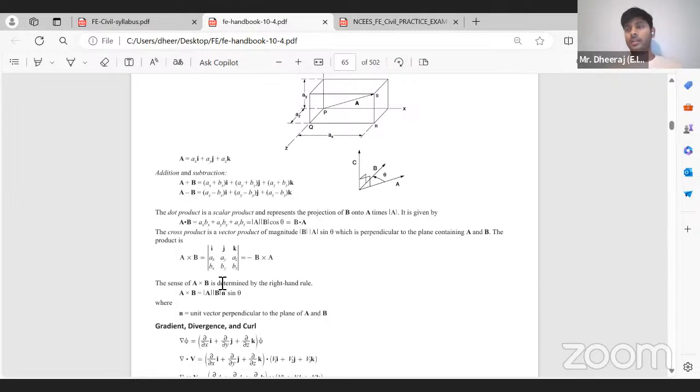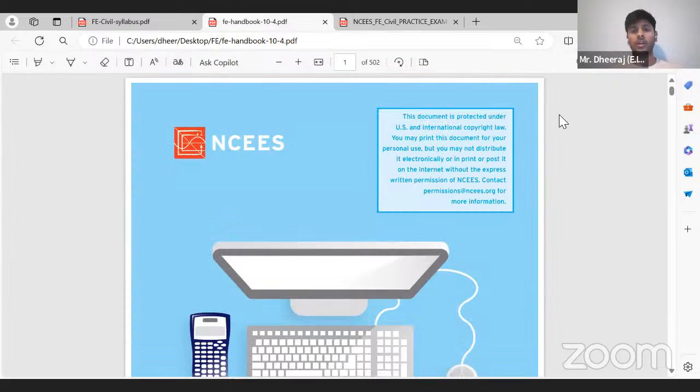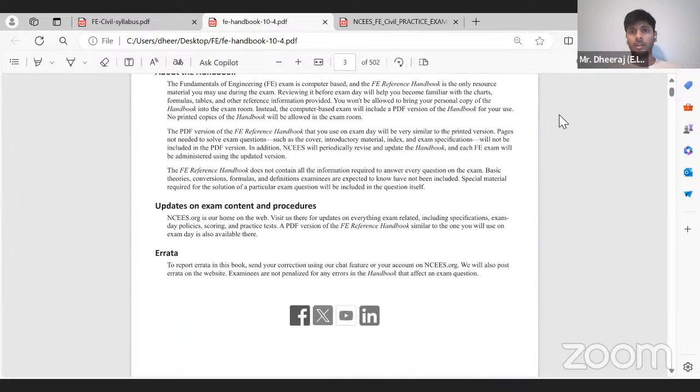So don't remember anything, just try to understand and get familiar with this handbook. The more you get familiar with it, the more comfortable you'll be in the exam, and you'll be able to solve more and more questions. This is a very simple example I gave you with mathematics: how you solve a question using a handbook, and you can practice from the review book.